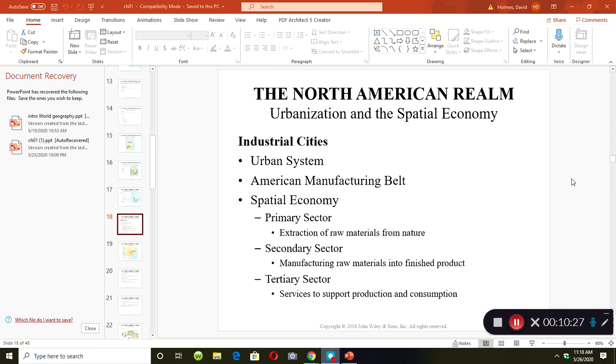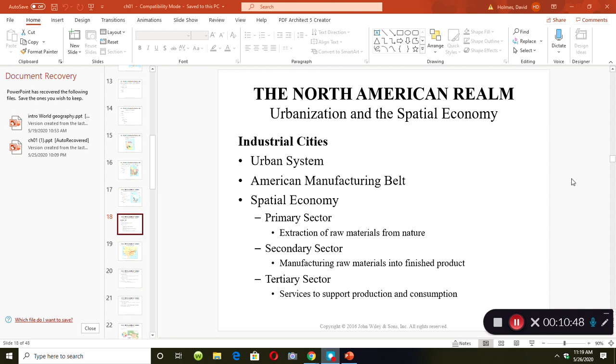Now, we have 3 types of economies, and this you should have had in Introduction to Geography. If this is your first class in geography, I'll just tell you the primary economy is extracting raw materials, like mining, or logging, or something that you get from the earth.